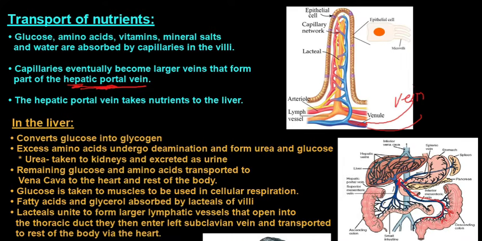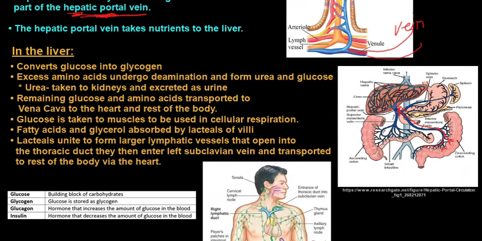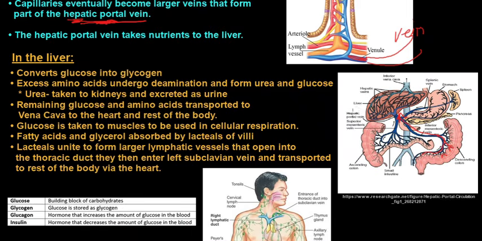So let's see what happens in the liver. So in the liver, all of these nutrients that have been absorbed, the glucose is converted into glycogen. So excess glucose is converted into glycogen and stored in that form. Excess amino acids undergo the process of deamination, you need to know that, and form urea and glucose. Now urea is taken to the kidneys and excreted as urine. This we will look at in more detail when we look at the excretory system.